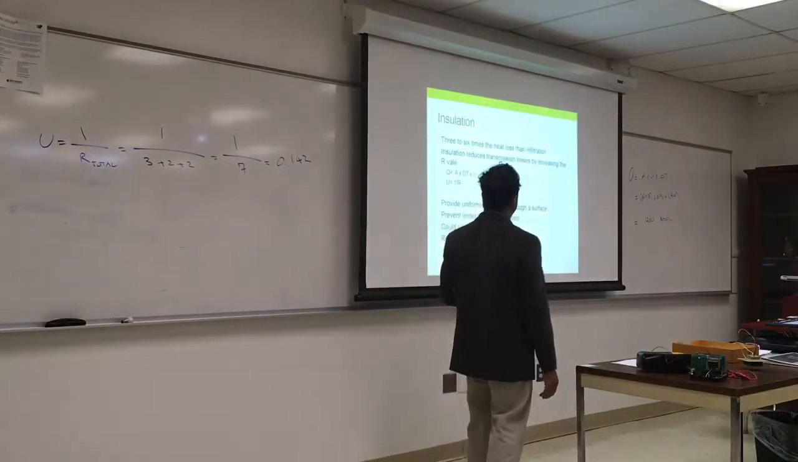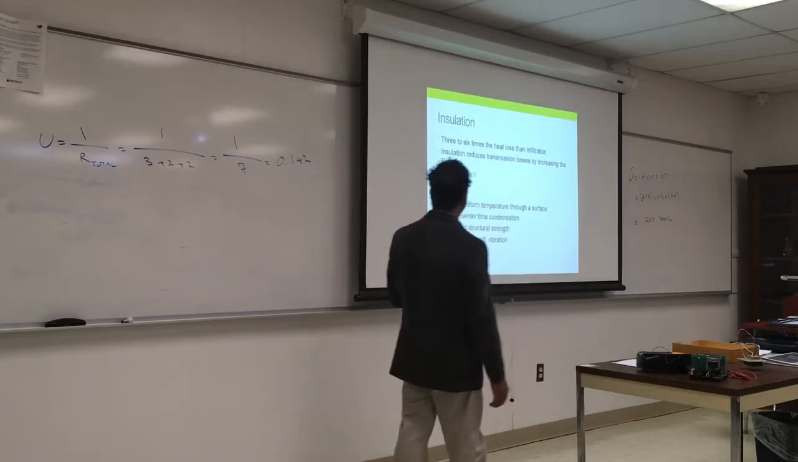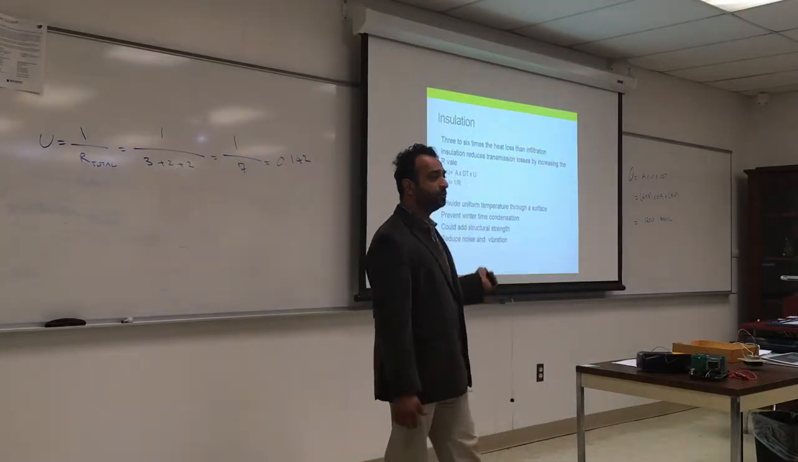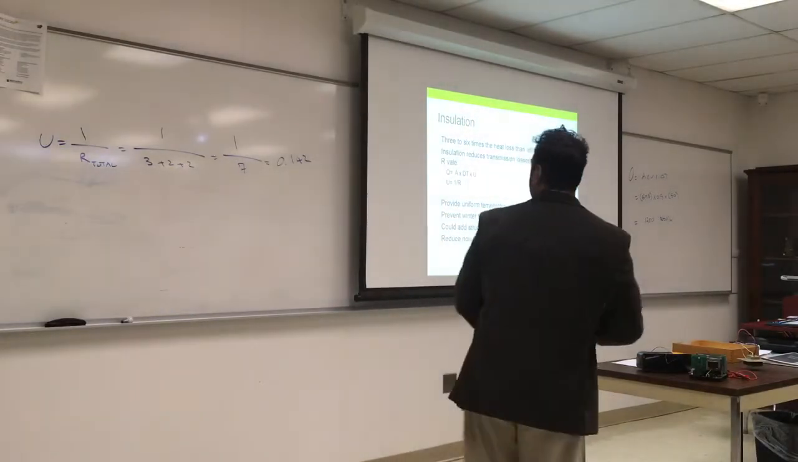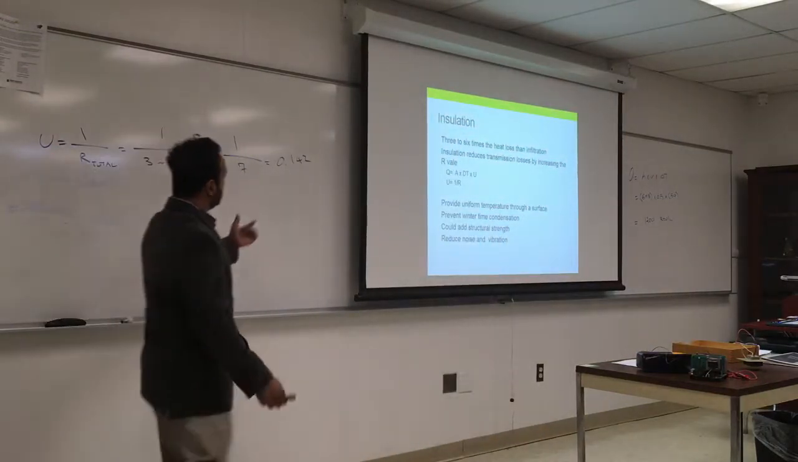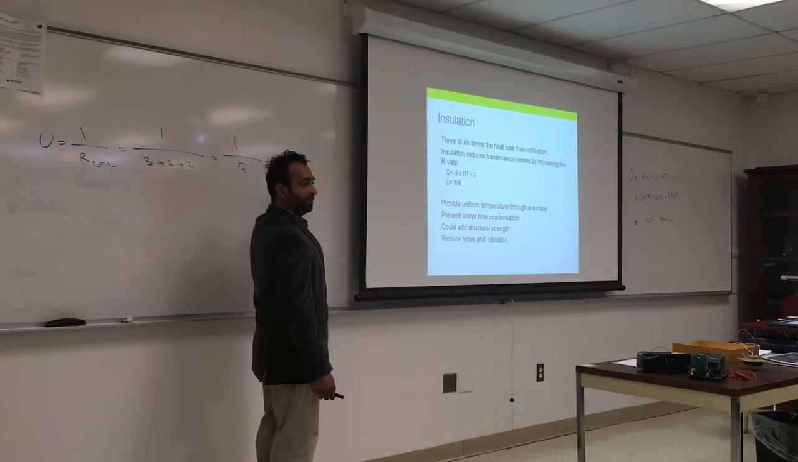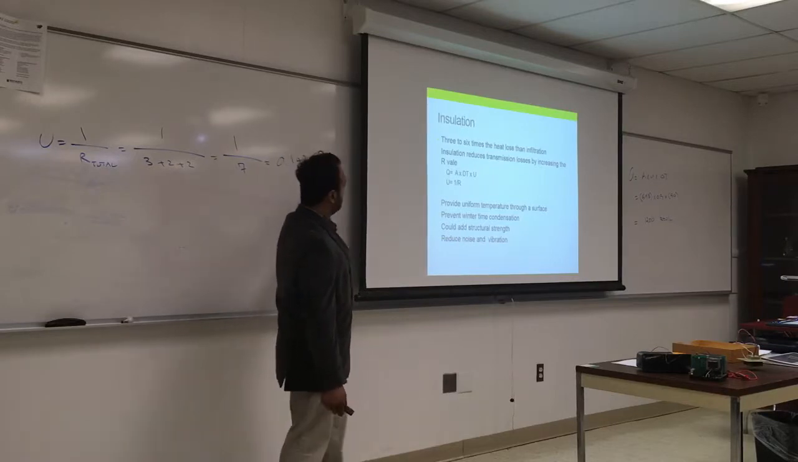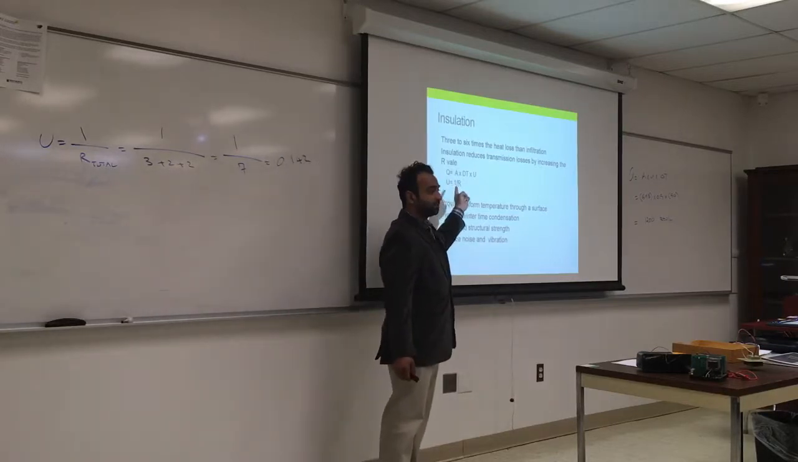Insulation reduces the transmission losses by increasing the R value. So as you increase the R value, you are reducing the U factor. So the smaller this number, the less heat loss you have in this equation. And that's what we're looking for.